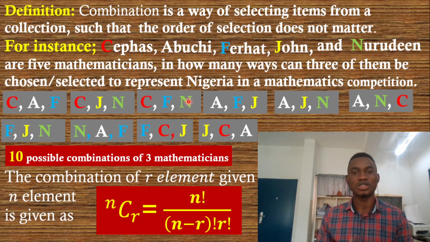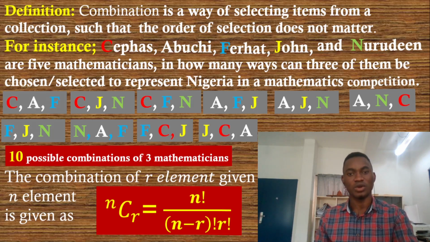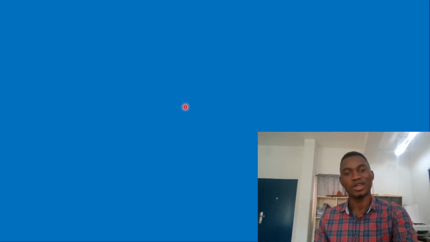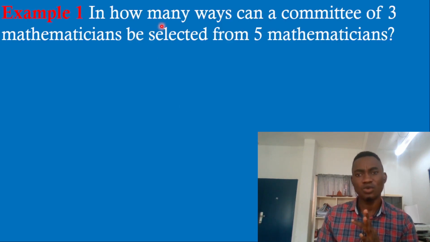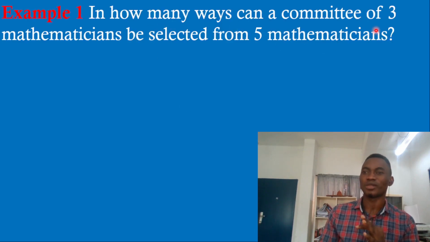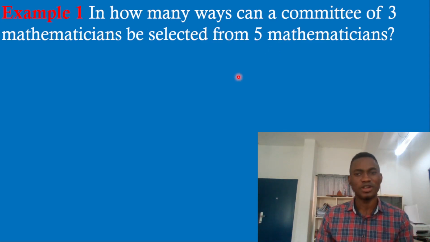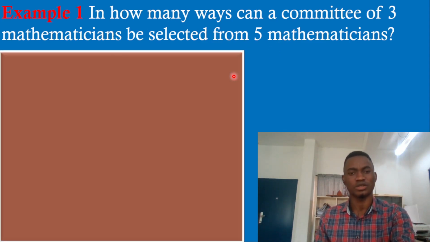Now let us solve this same question the right way, or the normal way. We have it here. In how many ways can a committee of 3 mathematicians be selected from 5 mathematicians? Very, very interesting. Now let's look at the solution.